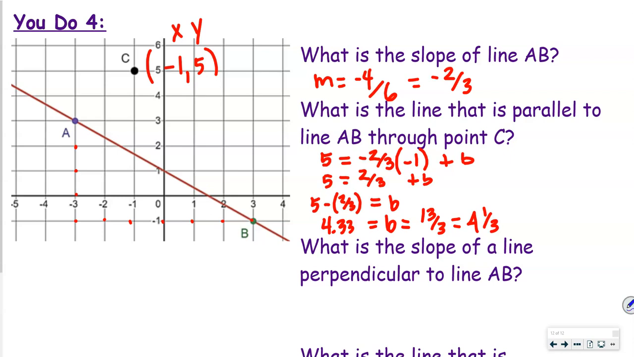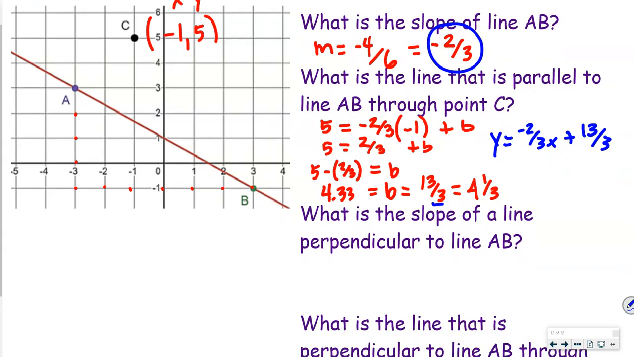So I'm going to write the answer now. It's saying, what is the line parallel? So Y is equal to, here's our slope, negative 2/3 X, and any one of those. But I'm going to go ahead and do this one right here, plus 13/3. Okay, got it? All right, so now let's go on to the next one.